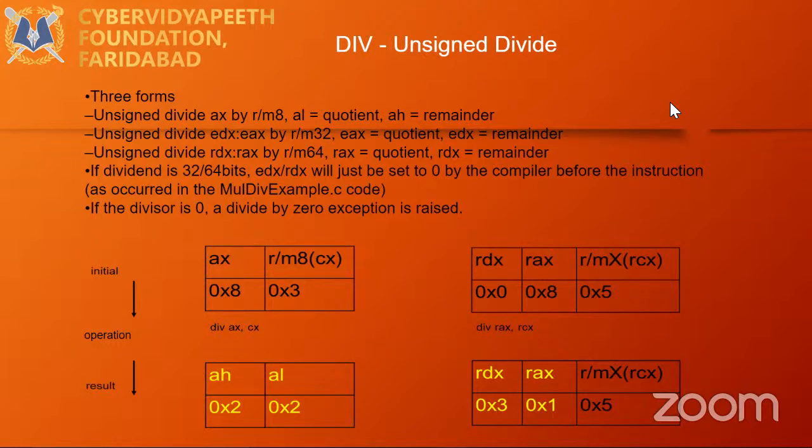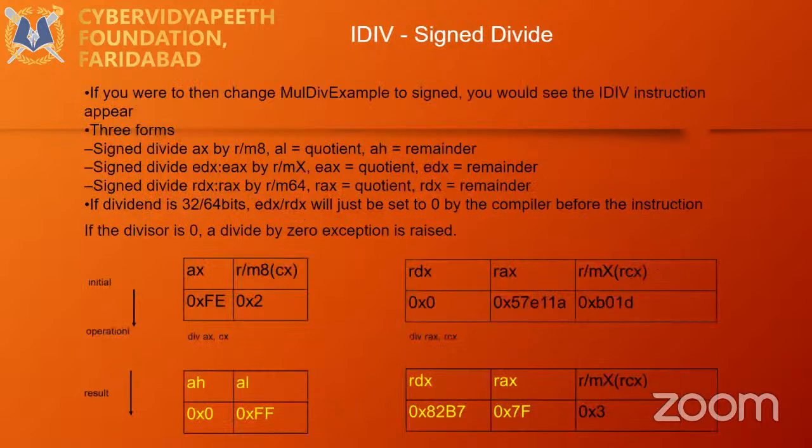It has three forms. You can see it has the RM8, RM32, and then the bigger RM64. So you can use the 8-bit version, 32-bit version, or 64-bit version for div. It allows you to do unsigned divide, storing the quotient in AL and the remainder in AH. In the second situation, it stores the quotient of the division in EAX and the remainder in EDX. And in the third case, it stores the quotient in RAX and the remainder in RDX.